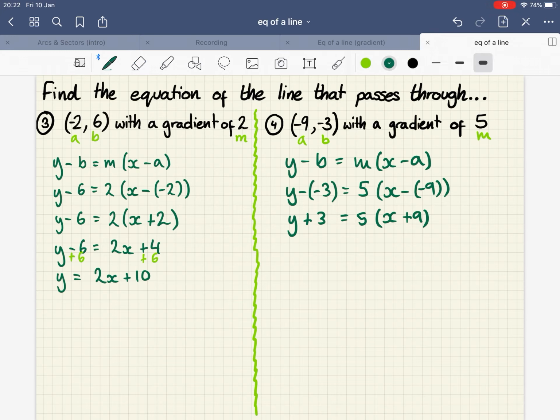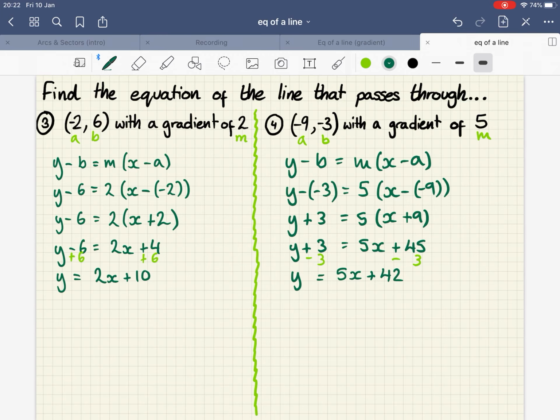Right, take 2. Gonna expand that bracket. So that's going to be 5x plus 45. So then I've got y. I'm going to take away the 3 from both sides now. Getting ahead of myself there. So that's going to be y equals 5x plus 42.